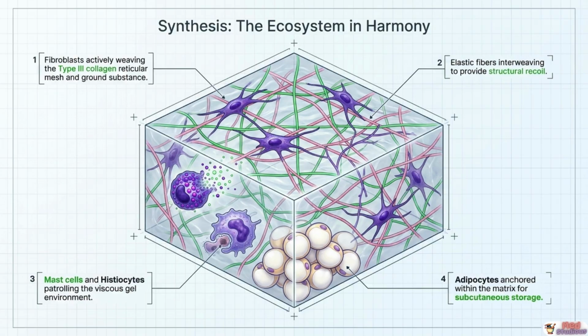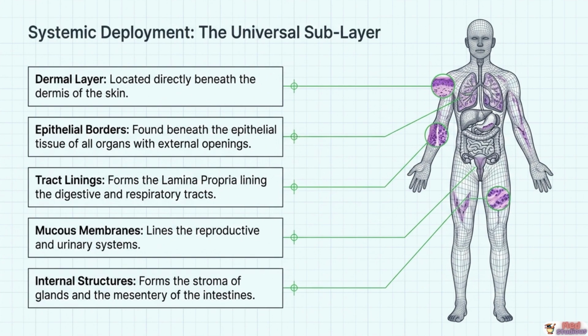A defect in the fibroblasts impacts the fibers. A loss of ground substance dries out the tissue, and an absence of immune cells leaves the entire ecosystem vulnerable to collapse. So, where exactly in the human body is this tissue deployed?